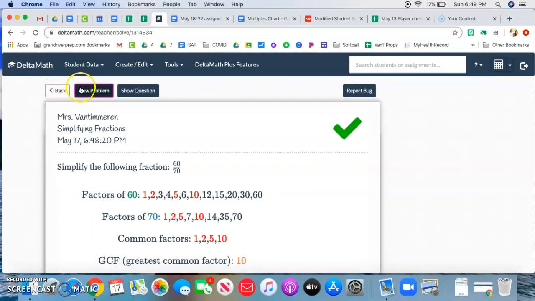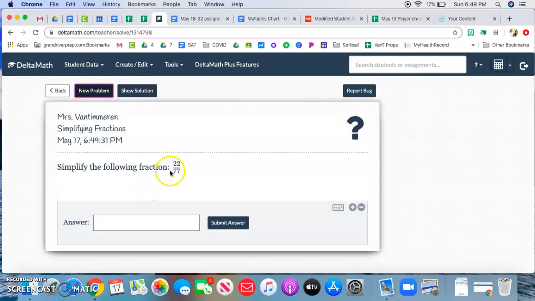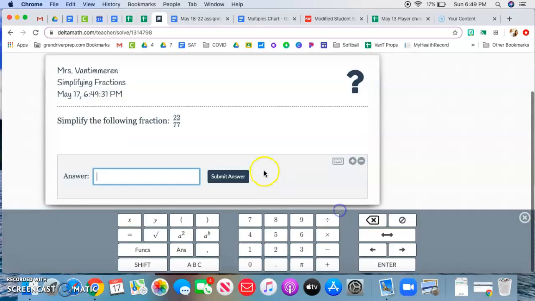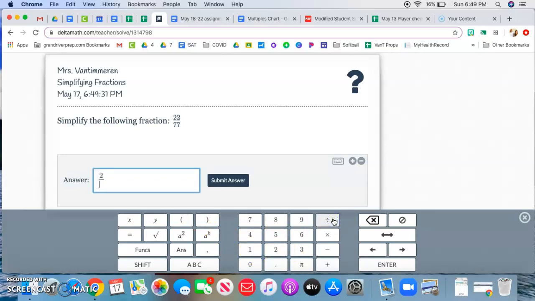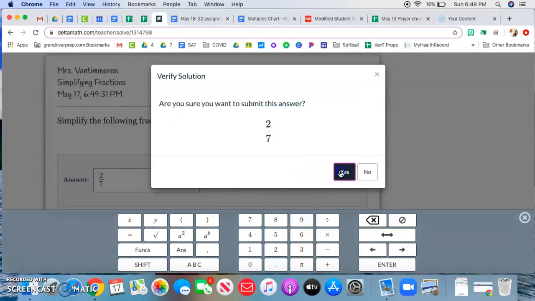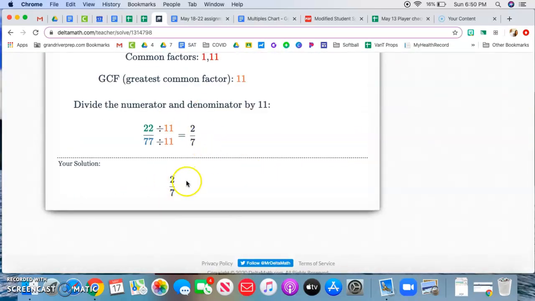Okay. So for this one, I'm going to go ahead and take a look here. So 22 over 77. I'm going to go ahead again, click my keyboard. I know 11 goes into both of them. So 22 divided by 11 would get me 2. Divided by, that's how I get that fraction, is using the division key. 77 divided by 11 would give me 7. So I can submit that answer. And then yes, I got that one correct.